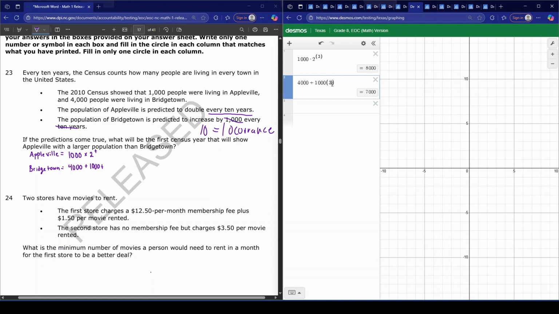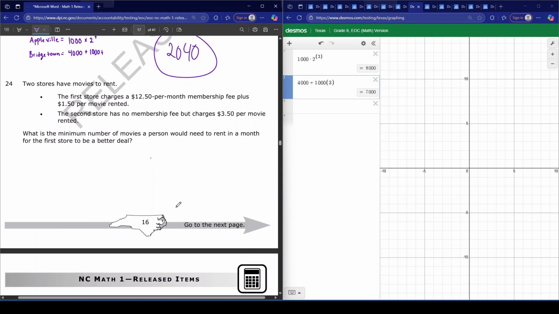Now we're getting somewhere. We have 8,000 people in Appleville and only 7,000 in Bridgetown. So 3 occurrences equals 30 years, and 30 plus 2010 equals 2040. So 2040 is the first census year in which we're going to have more people in Appleville than in Bridgetown. All right. 24.